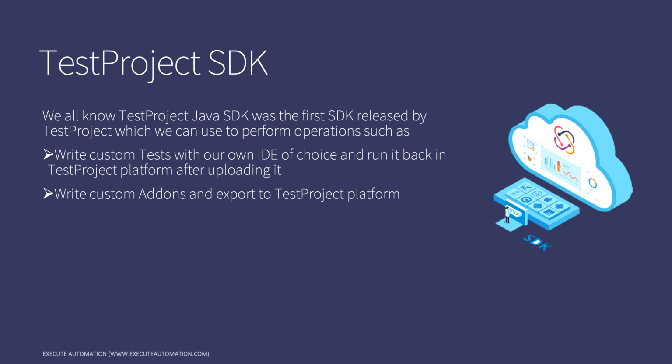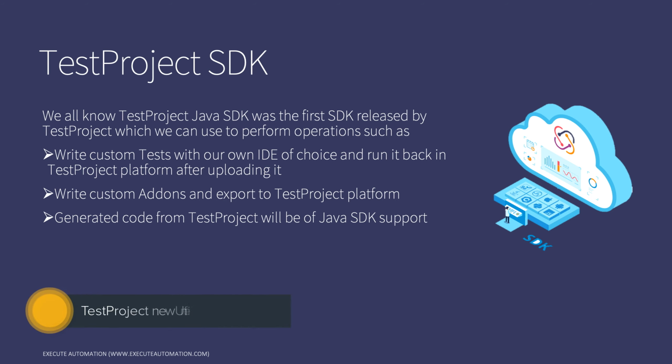So you can write your own custom add-ons and then export them to the TestProject platform using TestProject's Java SDK or the other languages supported by TestProject. And the code which is generated from a TestProject test will also be TestProject SDK supported, which can be used for extending the code within our local machine, and then we can export it back to TestProject's platform and execute it. So these are the things that we can do with the TestProject SDK itself.